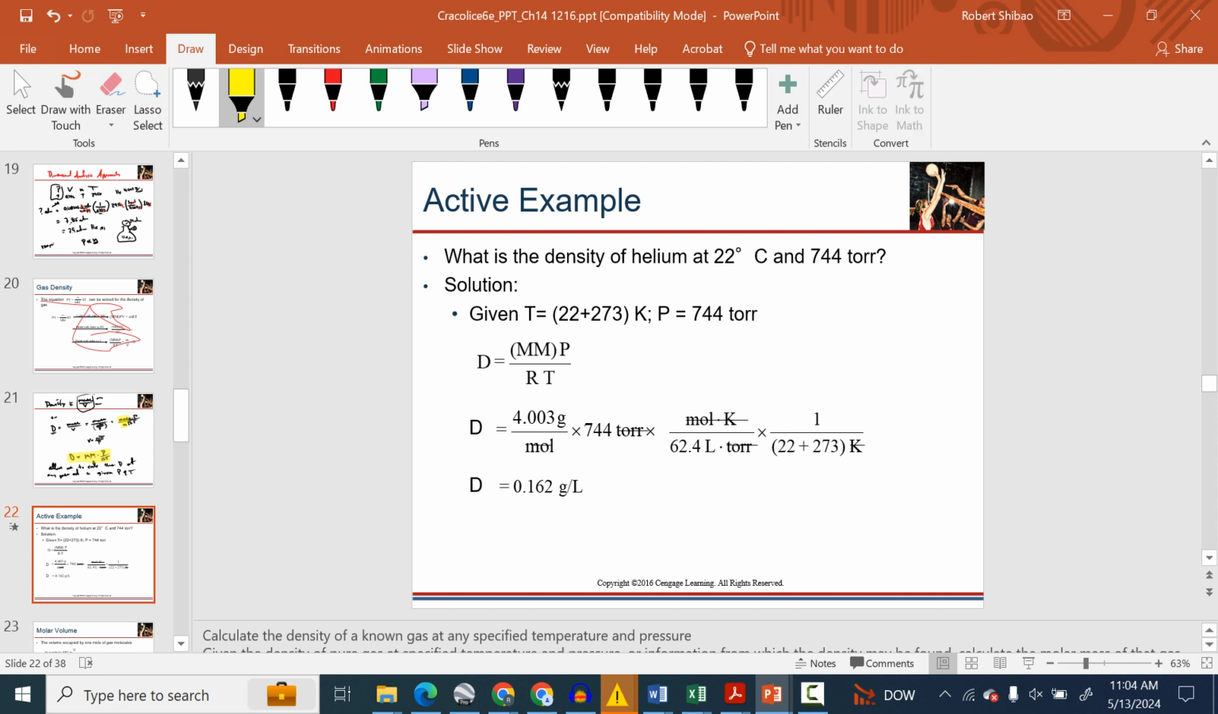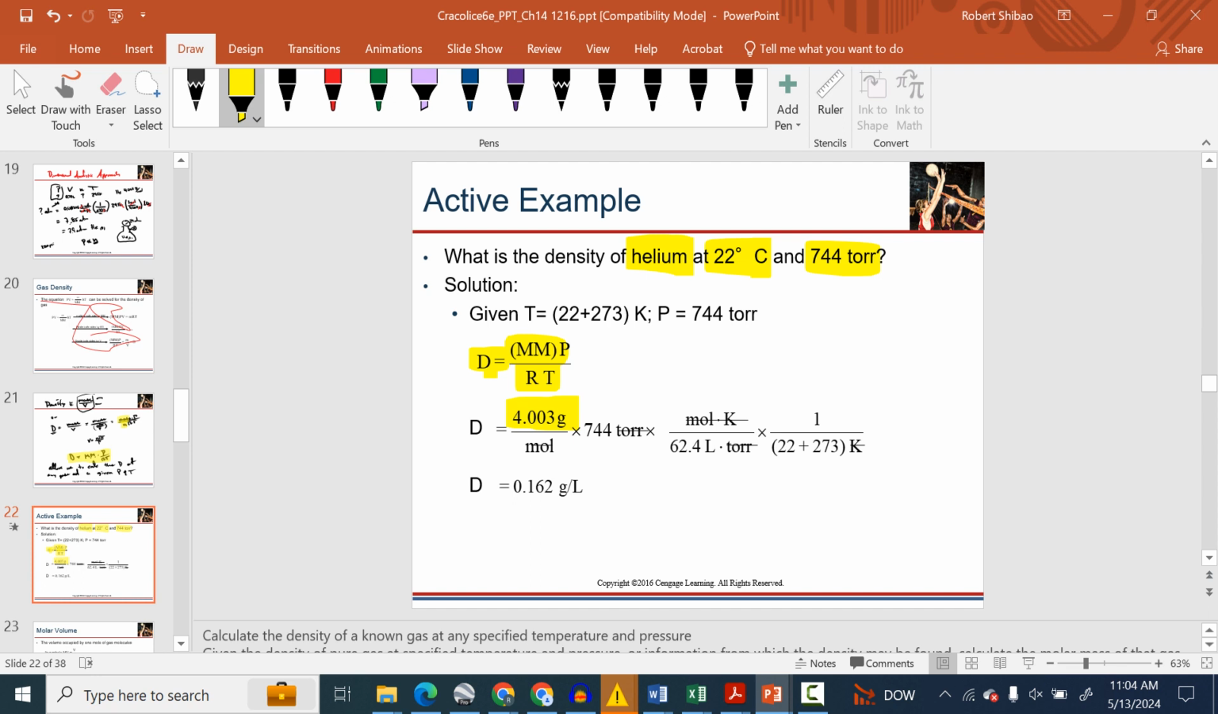So this is the equation here. Density is equal to the molar mass times P divided by RT. So we know the molar mass of helium. Here's the temperature, here's the pressure. That's it. So the molar mass of helium, they use 4.003.